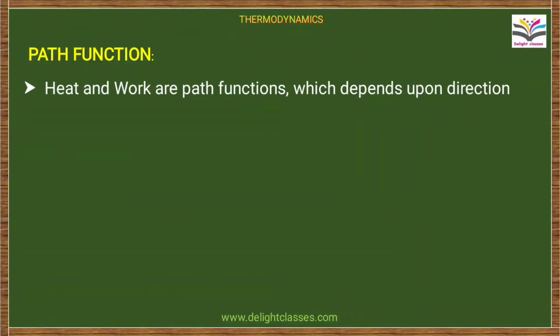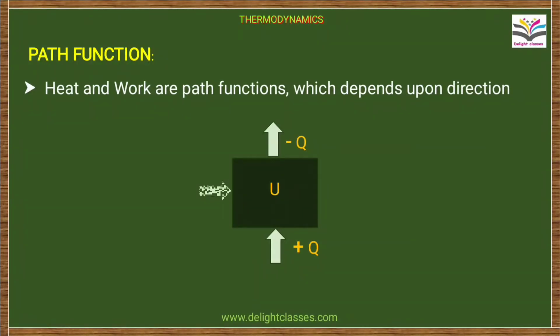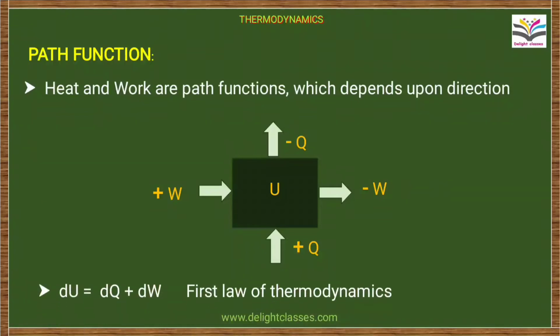Path function. Heat and work are path functions which depend upon direction. For a system, internal energy U, heat given to the system plus Q. From the system, heat comes out minus Q. Work done on the system plus W, done by the system minus W. dU is equal to dq plus dw. First law of thermodynamics. Path function.